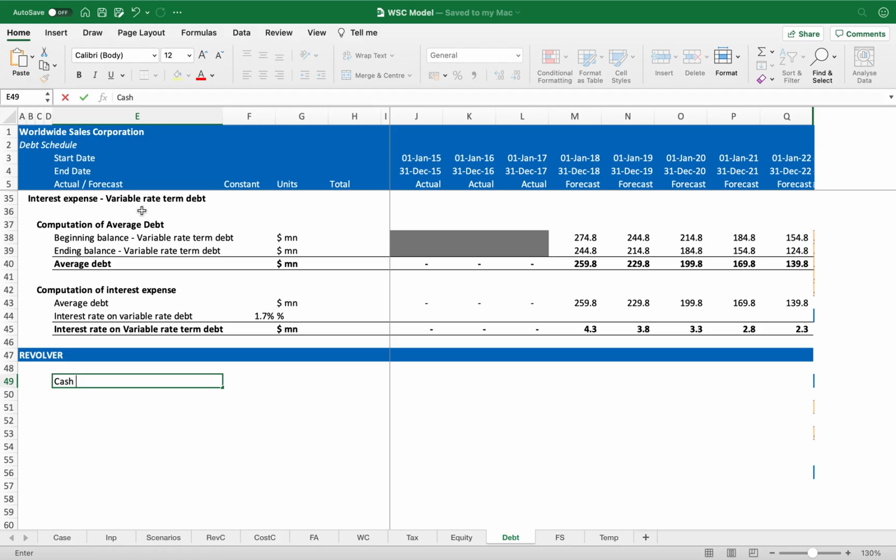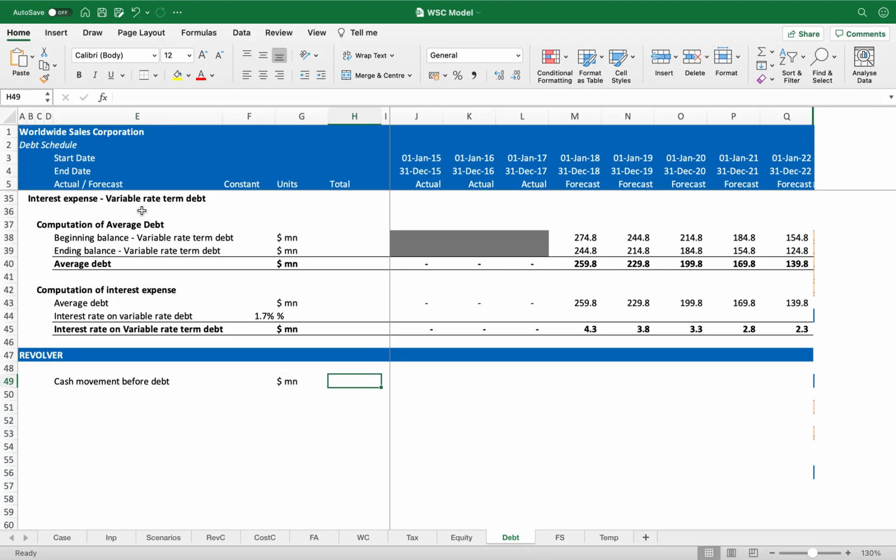Your cash movement before having any debt. What is my cash movement before debt? Now, to get to the revolver point, I have to see what is my position of cash, whether I have excess cash or whether I need to take something from the bank, right? So the first thing that I do is I link cash movement before debt. So how will I find that cash movement before debt? It is very simple.